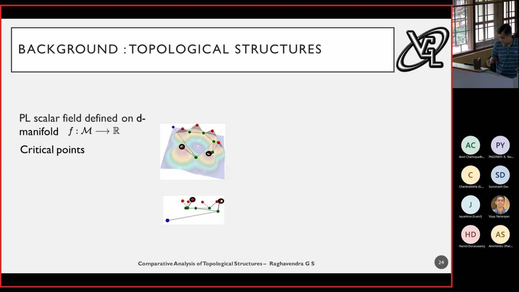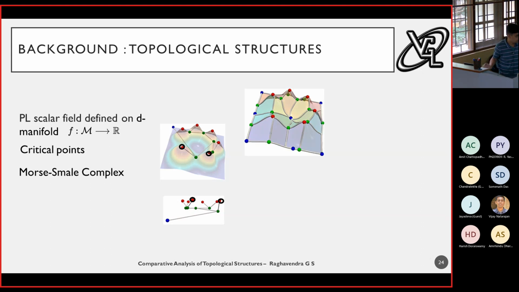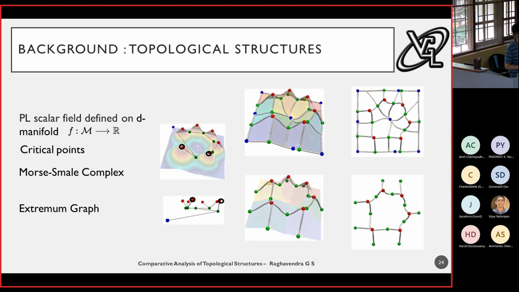To alleviate that, we move on to two other topological structures, which are Morse-Smale complexes and extremum graphs. In case of the Morse-Smale complex, the structure is built in a different way, where the gradient of the function is considered instead of the level set. And in the Morse-Smale complex, we can see that these two are quite close by in the topological structure itself. The extremum graph is a substructure of the Morse-Smale complex.